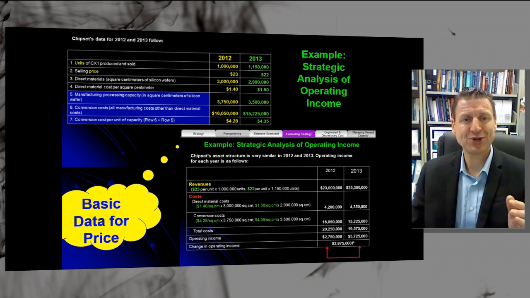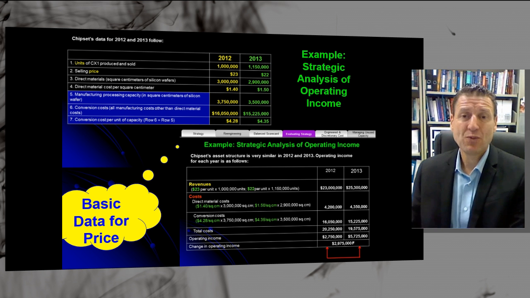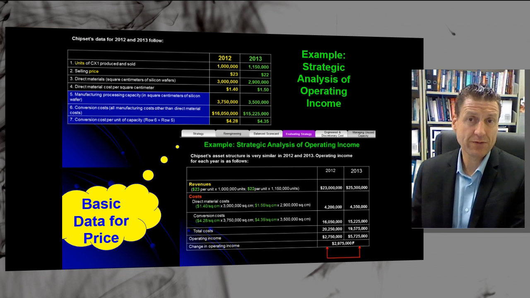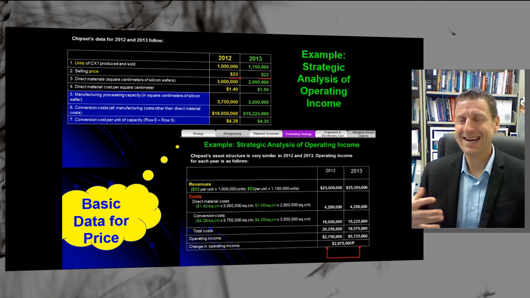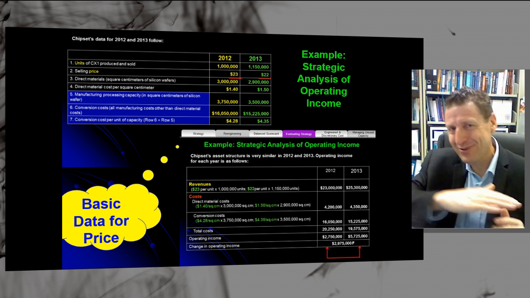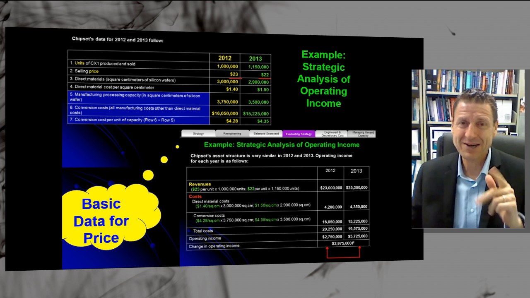Okay, we want to go to the basic data for price. First of all, we looked at the growth component. Now we're looking at the price component. This should be a little bit easier to follow because we know at the outset the selling price in 2012 was $23, and now it's 2013, it's $22. So is that good or bad? Of course it's not good. You want prices to go up, you don't want them to go down, you know that.